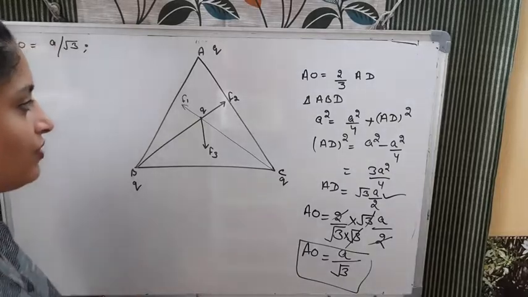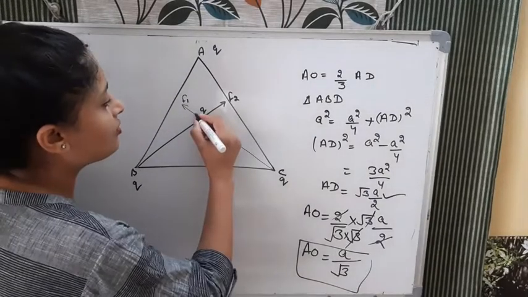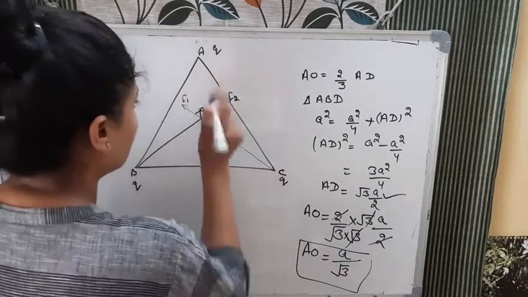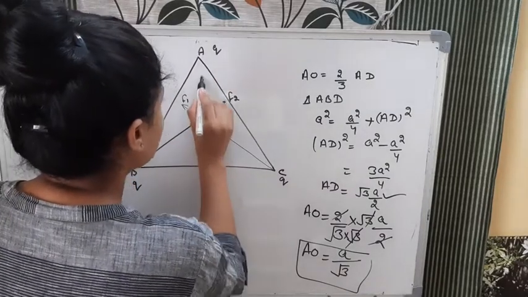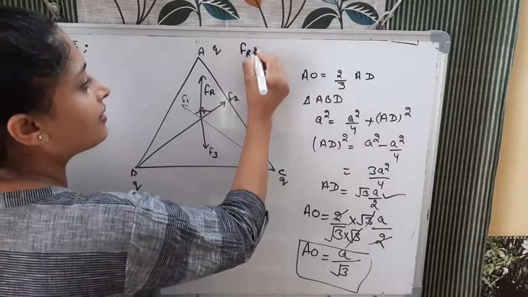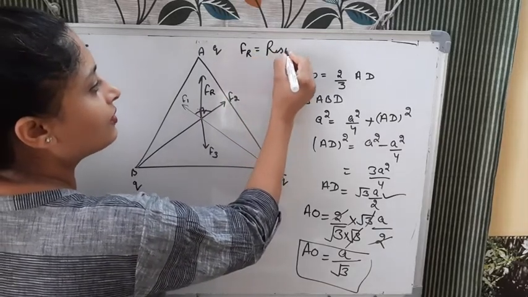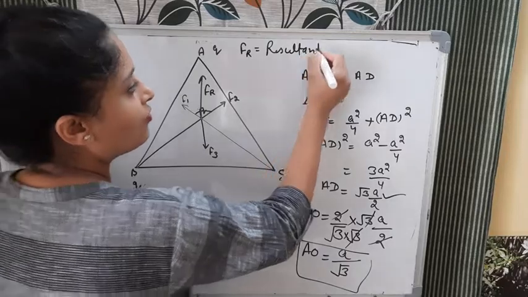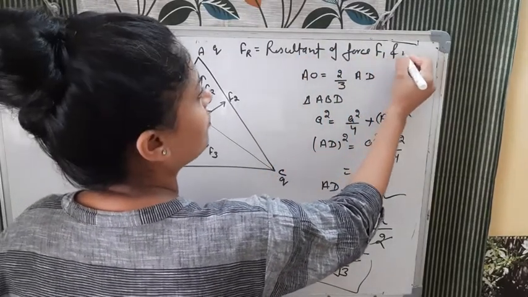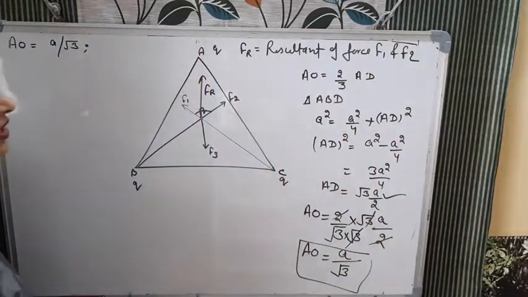Now what we will do, firstly we need to find out the resultant of F1 and F2, and that will be in this direction, perpendicular to this direction. This I'm saying FR. FR is equal to resultant of force F1 and F2. So सबसे पहले तो F1 and F2 कैलकुलेट करके बताओ.